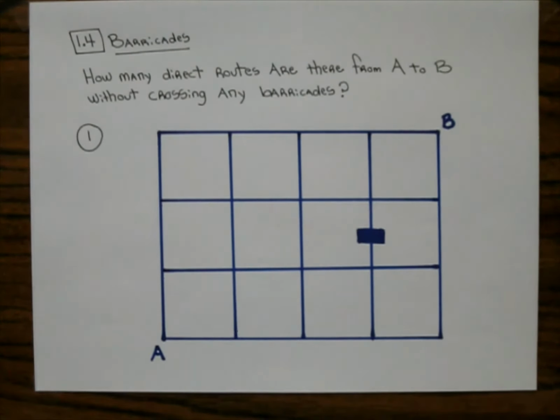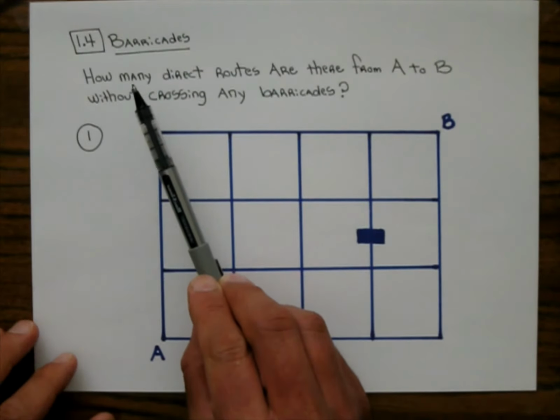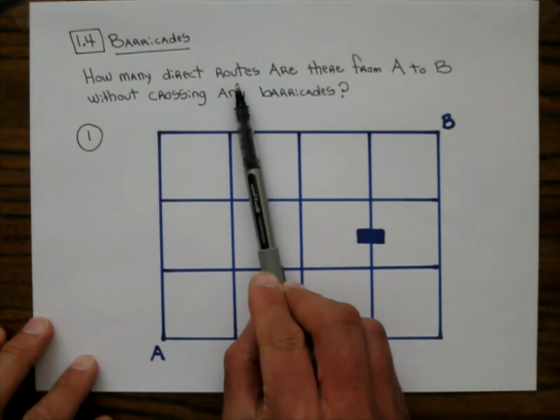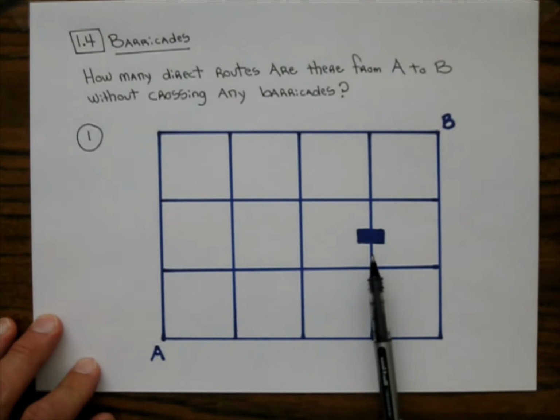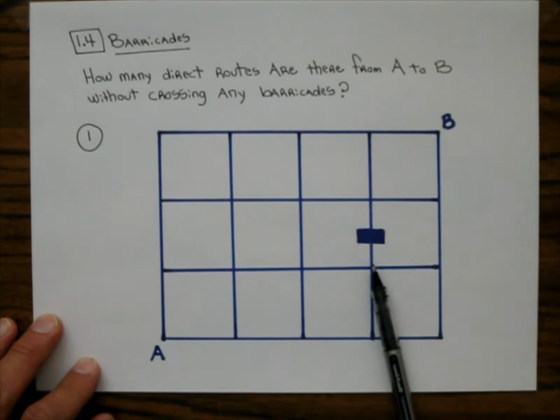I'm Joe Vasta, and we're going to cover 1.4, which happens to be called barricades, or you can call them blockades. But what we're doing is we're looking for direct routes. We did that last time. But look at the picture. There's a blockade or a barricade right there. That means as you're walking from your car to the library, you're walking down here, this road is closed.